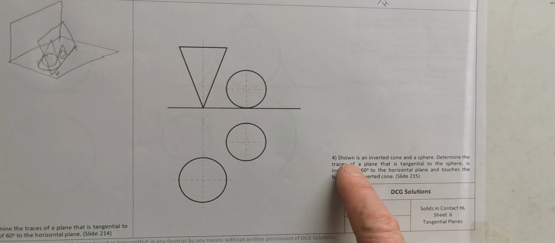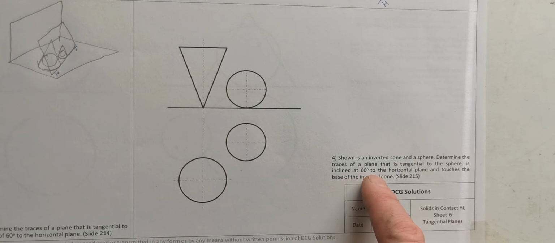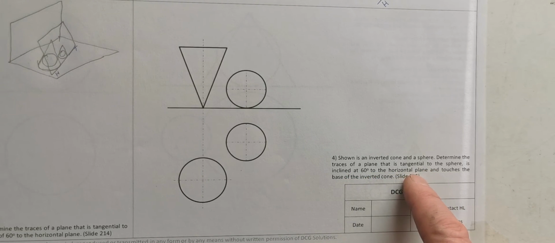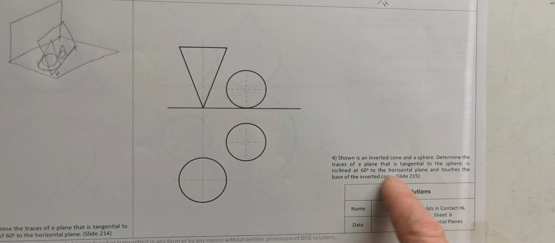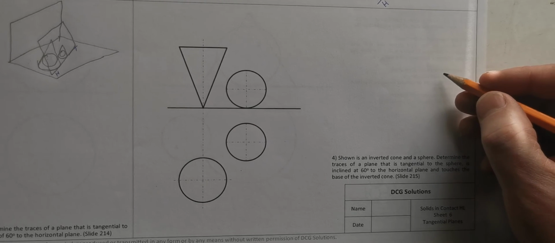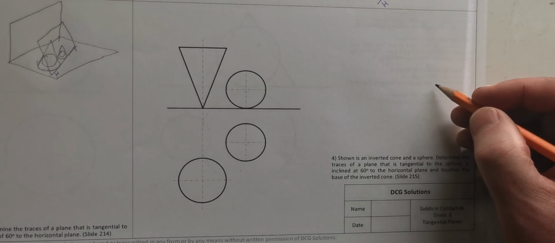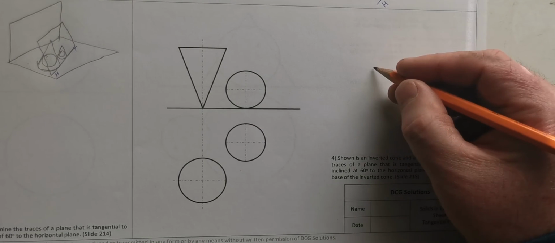So this last question here, then we've got an inverted cone and a sphere. Determine the trace of the plane that's tangential to the sphere. Incline it 60 degrees to the horizontal plane and touches the base of the inverted cone. Okay, so that's easy enough, I feel, because if I was to sketch this again here, what's a good angle to look at it at?